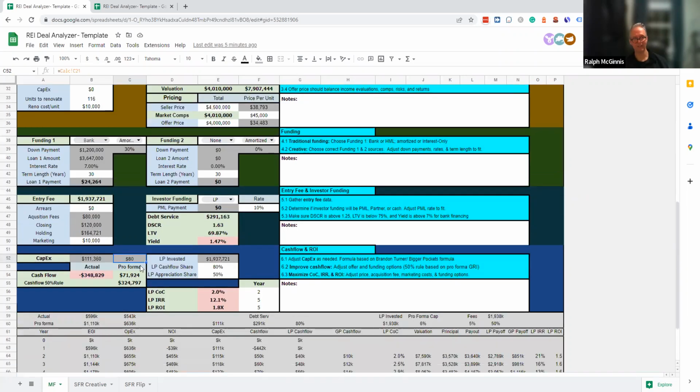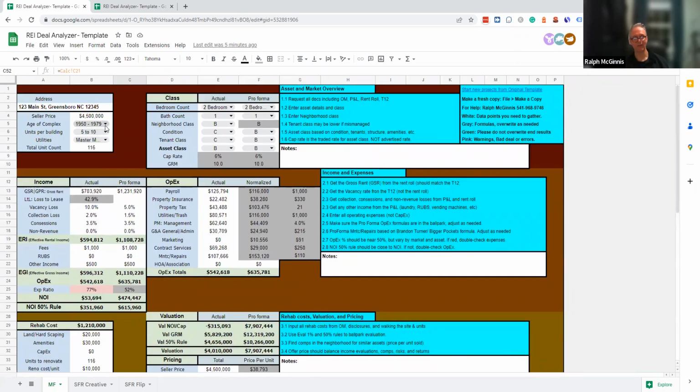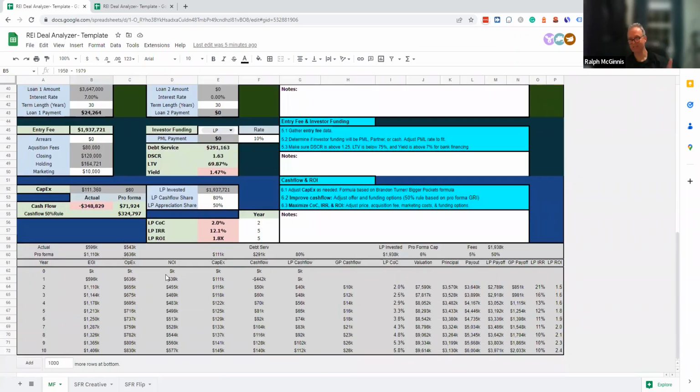But this is a good number to set aside, $80 a unit. That's based off of these numbers up here. So if you have an older unit, it's going to be a bigger number. A newer unit is going to be a smaller number for CapEx, because you can expect if it's older, you're going to have more expenses. Things are going to break that you're going to have to deal with. So this number will adjust based off of that.